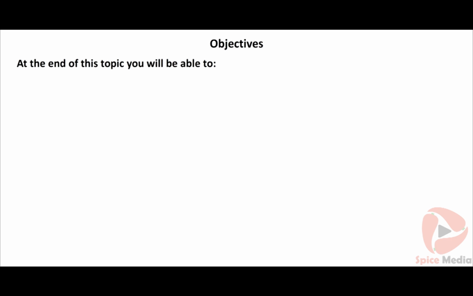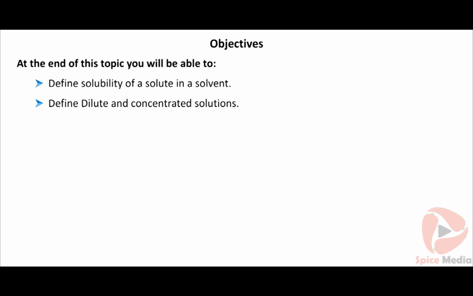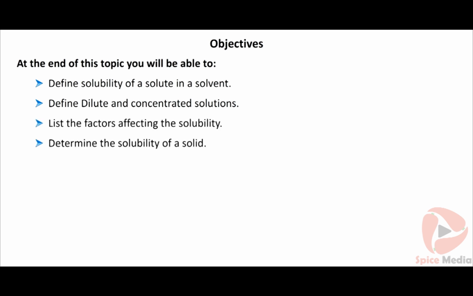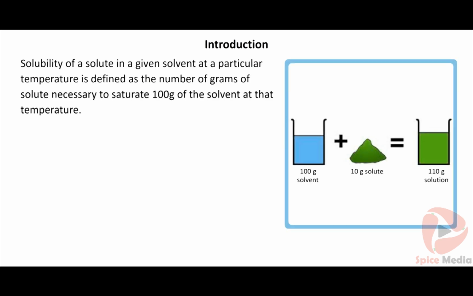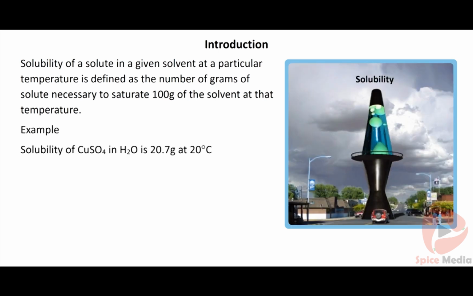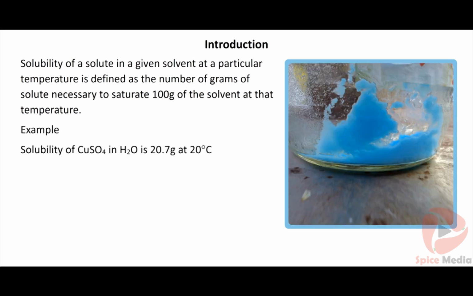At the end of this topic, you will be able to define solubility of a solute in a solvent, define dilute and concentrated solutions, list the factors affecting the solubility, determine the solubility of a solid, state Henry's law, and calculate the solubility of a solid. Solubility of a solute in a given solvent at a particular temperature is defined as the number of grams of solute necessary to saturate 100 grams of the solvent at that temperature. For example, solubility of CuSO4 in H2O is 20.7 grams at 20 degrees Celsius.